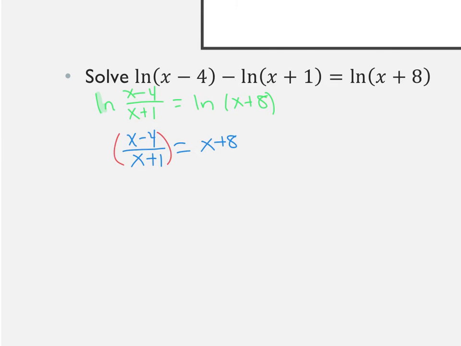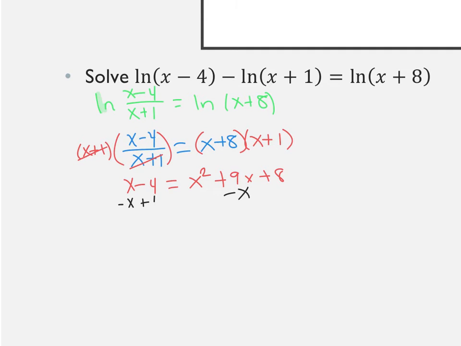Remember, to get rid of the fraction bar, we're going to multiply both sides by x plus 1. So on the left side, we'll be left with x minus 4. And when we distribute on the right, we do get x squared plus 9x plus 8. This again is a quadratic equation, so we want to make our equation equal to 0. So I would subtract the x and add the 4. So we have 0 on one side of our equation. So 0 equals x squared plus 8x plus 12.